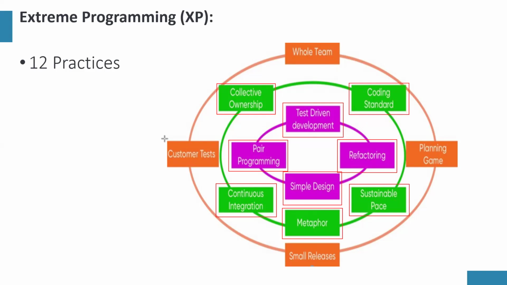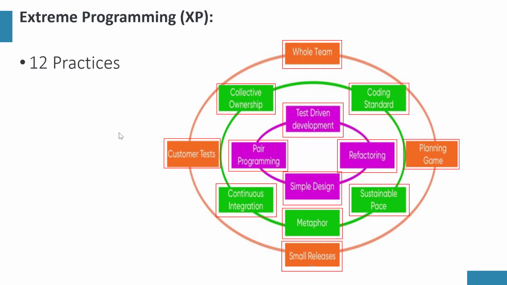And we have the customer acceptance tests are done. You can release small releases. That means incrementally, you can release more features over time. And you can use planning games to estimate the amount of work, and the whole team is accountable for the work. So these are the 12 practices.